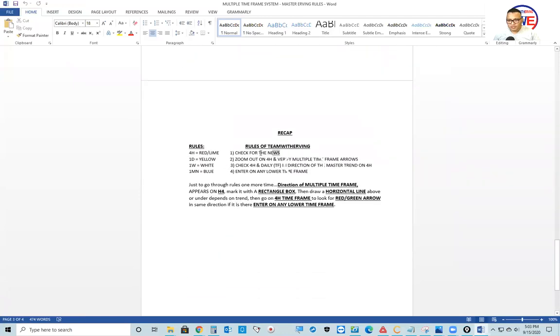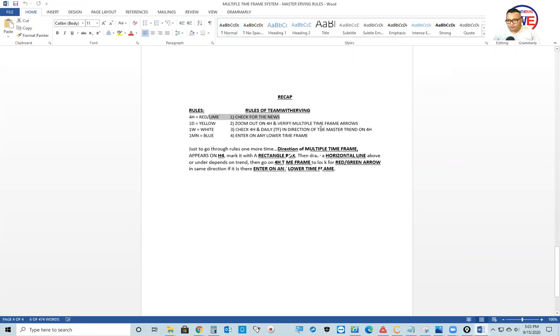First is always check for the news. So every time you open your chart, automatically your chart should be zoomed out, so you don't have to do any work here, and just look for the multiple time frame master trend. Third step is check what the brothers and sisters are doing and which direction the master trend is on. And then the last thing you need to check is what your 4 hours arrow is doing. That's it. And then you can enter in any lower time frame.